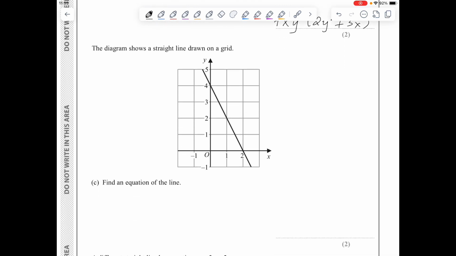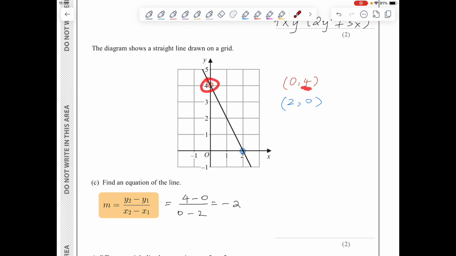For part C, I'm going to take 2 points on the line. I've taken those two, but you can take any 2 points. So the formula for the gradient is the following. Let's plug in the values. 4 minus 0 over 0 minus 2 will give me minus 2. Now the y-intercept, you can see this from the graph, it's this point, so the y-intercept is 4. So the equation is y equals minus 2x plus 4.